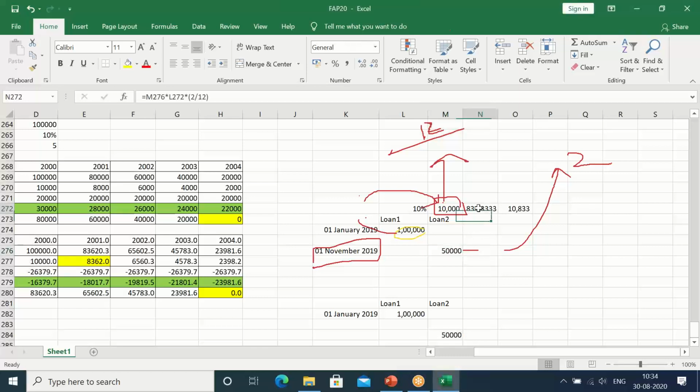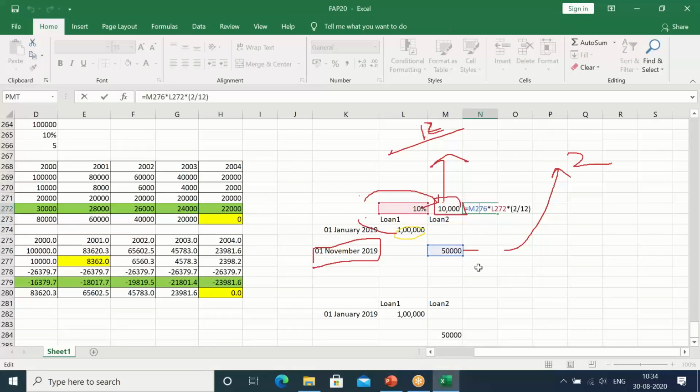Hence, look at the formula for the computation of loan interest. I did 2/12 because it is to be calculated only for 2 months. If anyone has a doubt here, please ask. Okay. So the total interest for the entire year is loan 1 and loan 2 interest, which I have added.